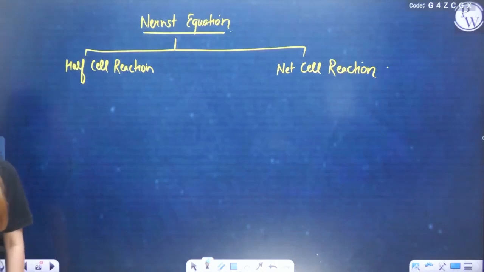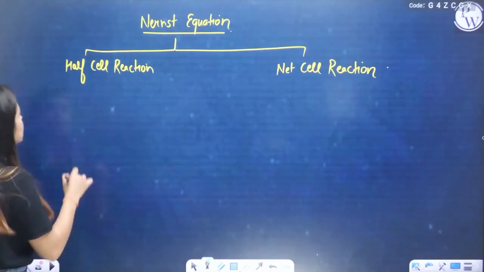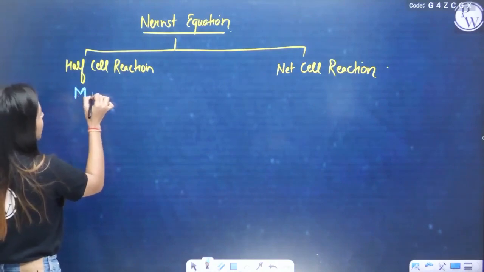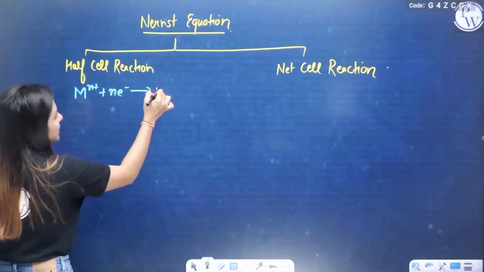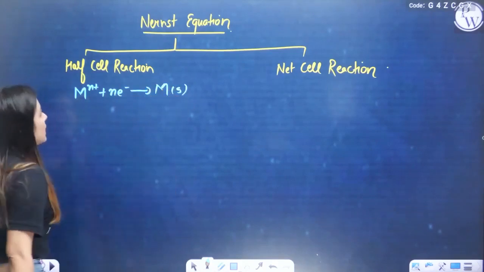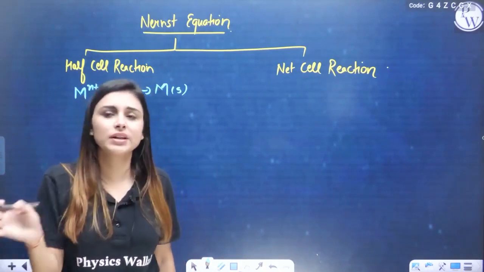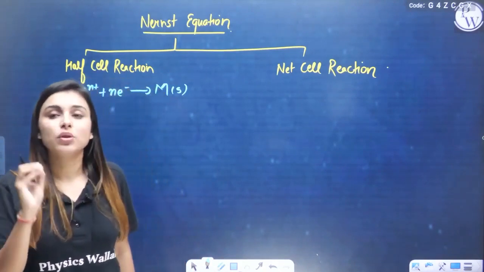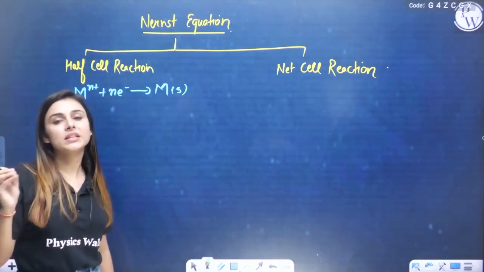Let's talk about half cell reactions. Let's take an example, a reduction reaction. Let us say you have some metal, M n plus, which is getting reduced, gaining n electrons, and it is giving you M solid. So this is your half cell reaction. It can be an oxidation reaction, it can be a reduction reaction, it doesn't matter. You can calculate the reduction potentials and oxidation potentials using the Nernst equation.